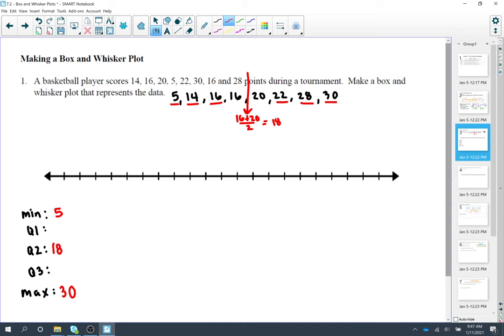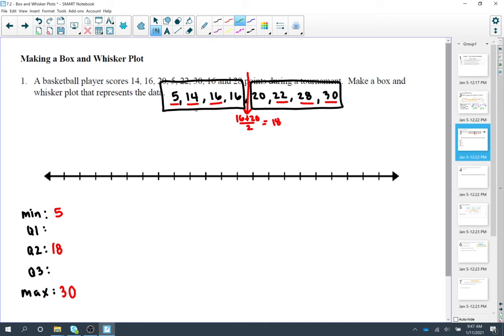At this point, I'm going to kind of like box the lower half. Do not include the median. And then box the upper half. Do not include the median. Whatever the median is, you don't include it. And now we can find our Q1 and Q3, which means we have to find the median again.